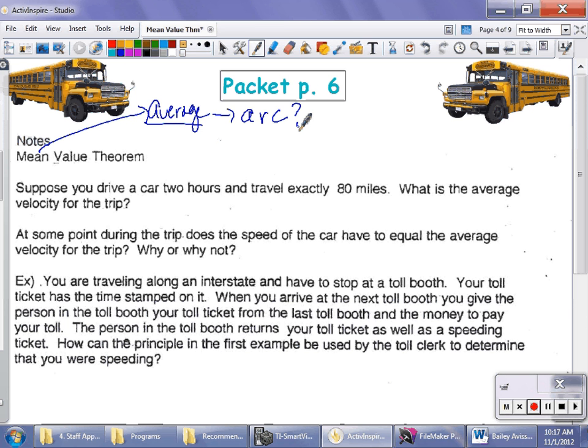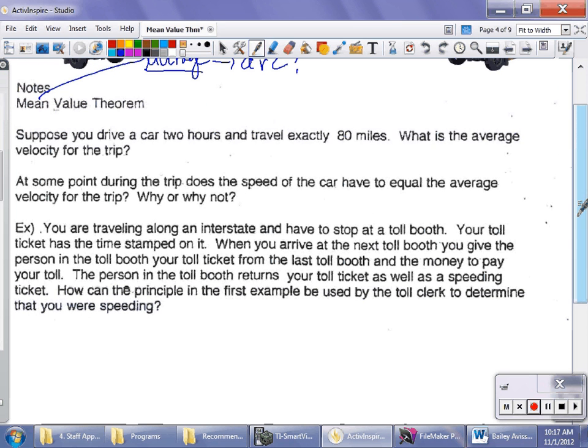So suppose you drive a car 2 hours and you travel exactly 80 miles. What is the average velocity for the trip? Well, we know that distance is equal to rate times time, basic middle school formula. We've traveled 80 miles, and we've traveled for 2 hours, so 2 in place of t. So I get 80 = 2r. So my average velocity is 40 miles per hour.